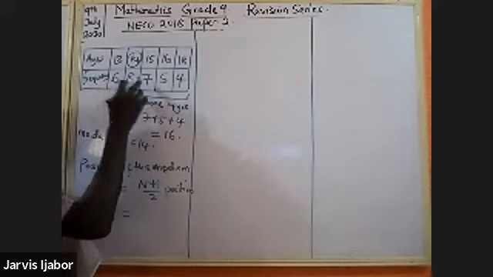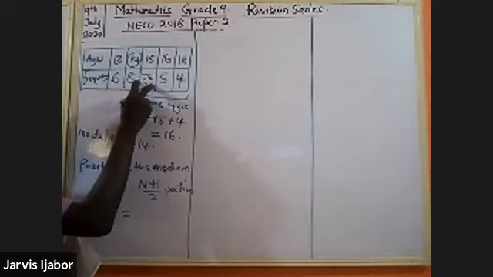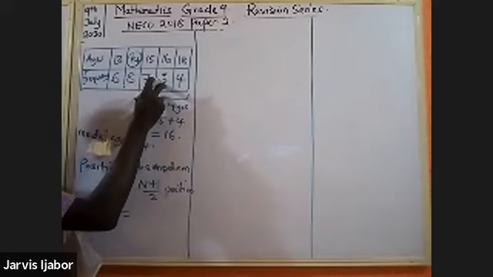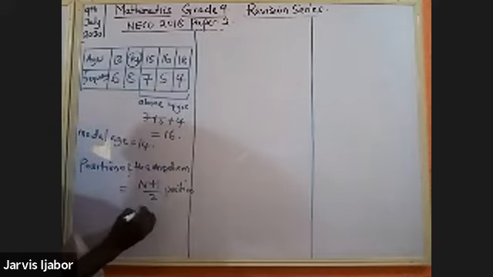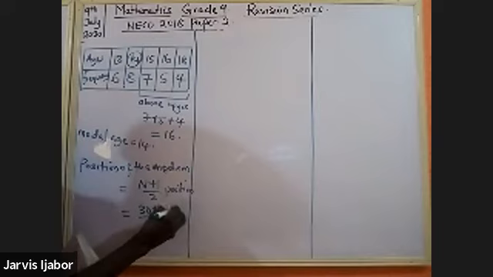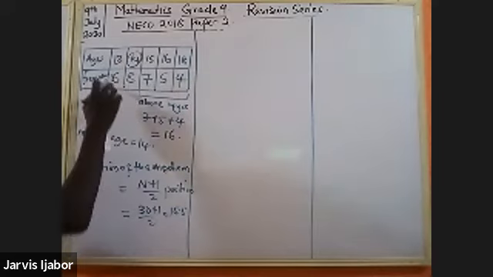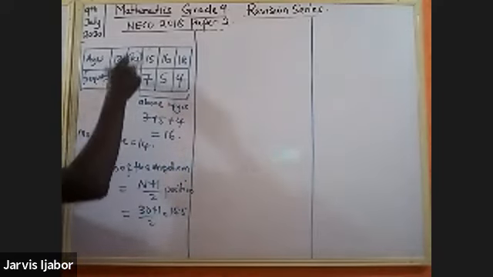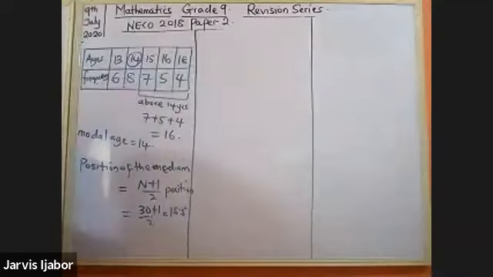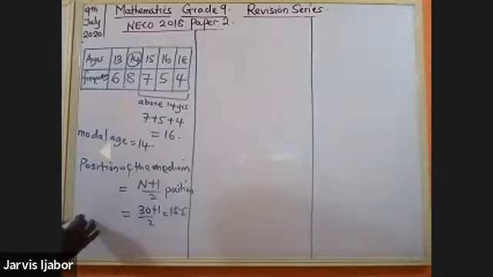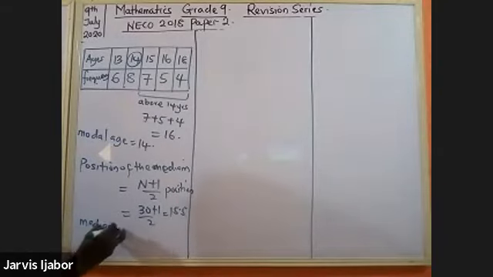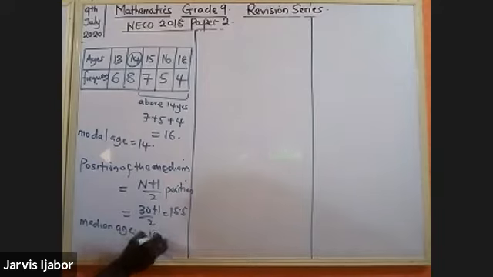What is n? n is the frequency. 6 plus 8 is 14, plus 7 is 21, 21 plus 5 is 26, plus 4 is 30. So 30 plus 1 over 2 will be 15.5. Now, where is the 15.5 position to be inside here? This is 14, so the 15.5 position must be something inside of here. So that will be 15. So the median age will be equal to 15.